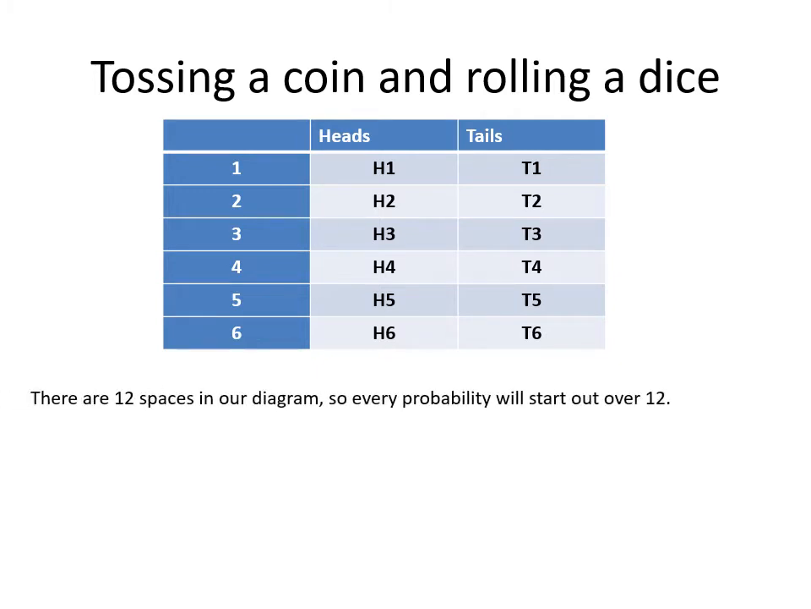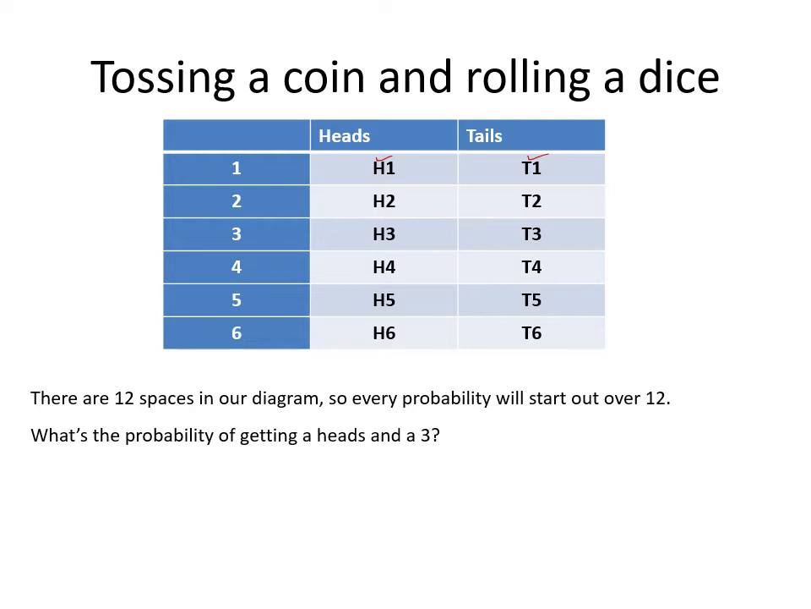There are 12 spaces in our diagram, so every probability will start out over 12. You can count: 1, 2, 3, 4, 5, 6, 7, 8, 9, 10, 11, 12.